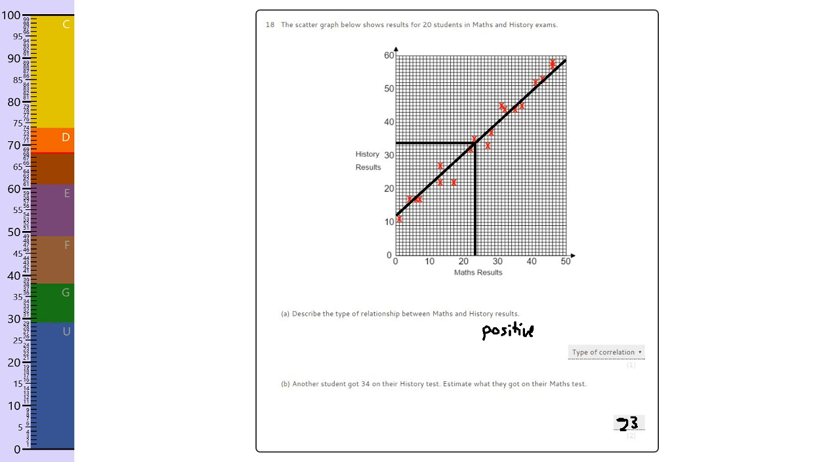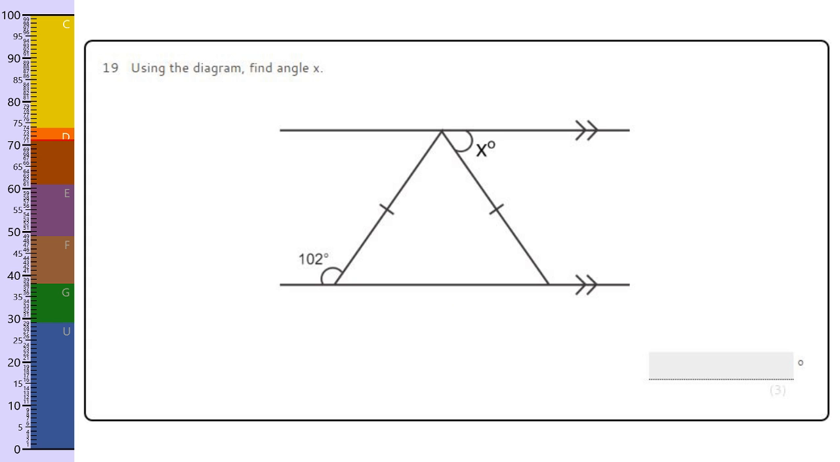Okay, fantastic. Let's move on. We're at a D grade if we've got 100% so far. So let's see how close we are to a C grade after this next one. If you'd like to pause the video now and have a go.